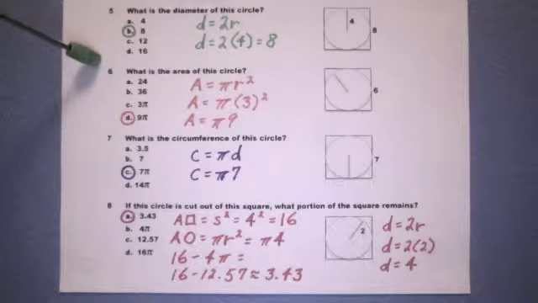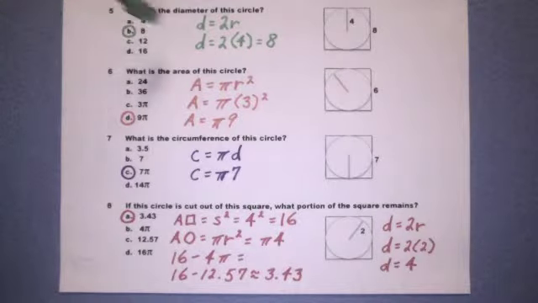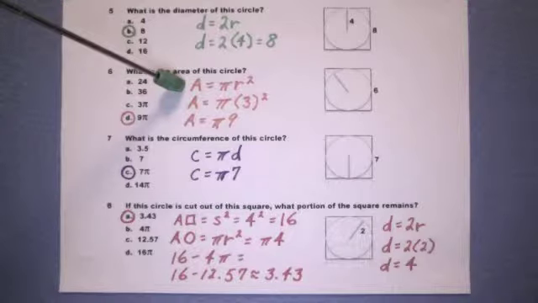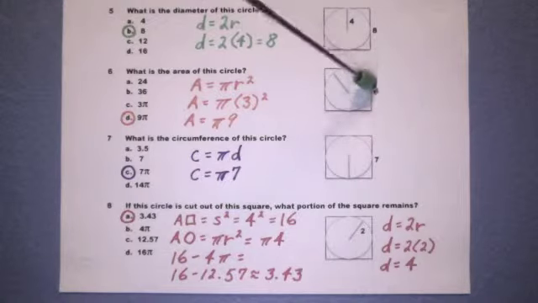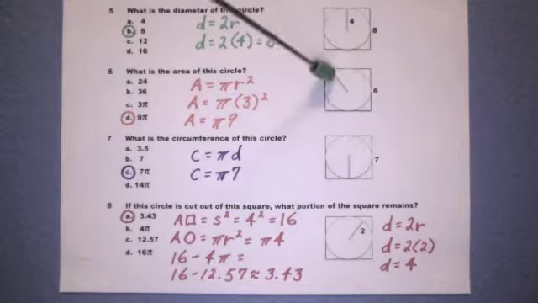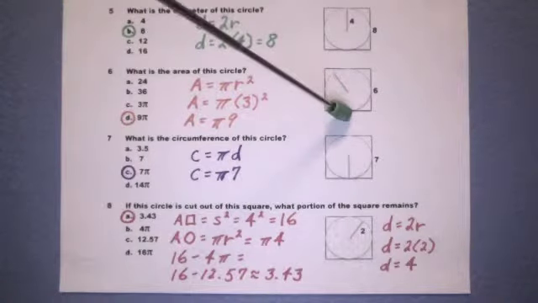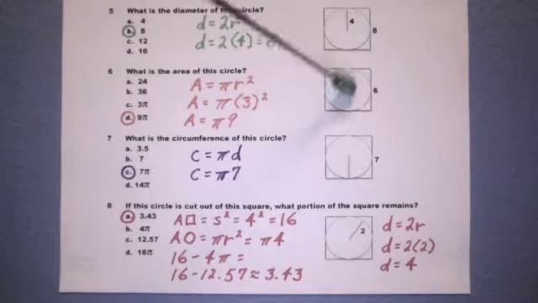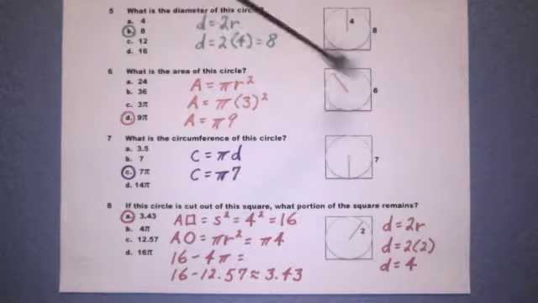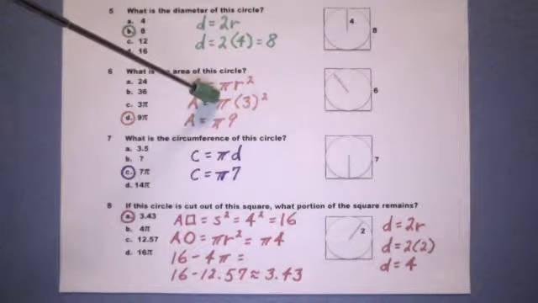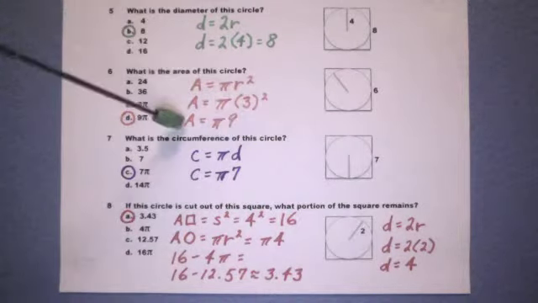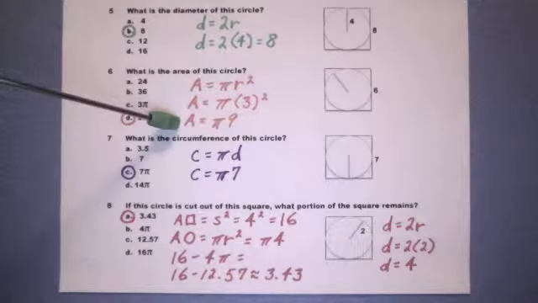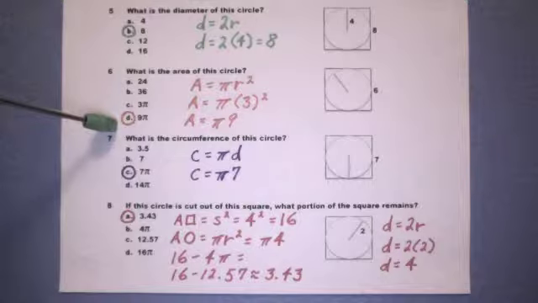Number 6, what is the area of this circle? The formula for area of a circle is area equals pi times radius squared. If the length of this side is 6, then the diameter of the circle is 6 units. Therefore, the radius is half that, which is 3 units. So we have area equals pi times 3 squared. 3 squared is 9, so area equals pi times 9, which is 9 pi.